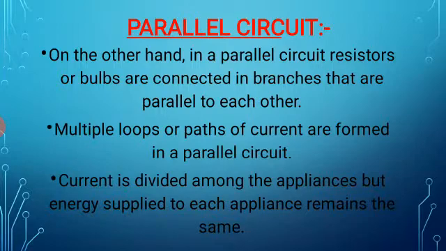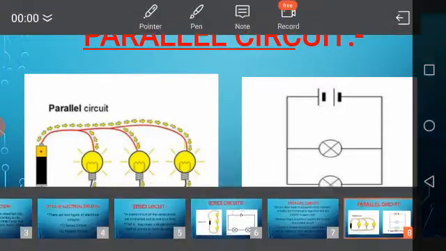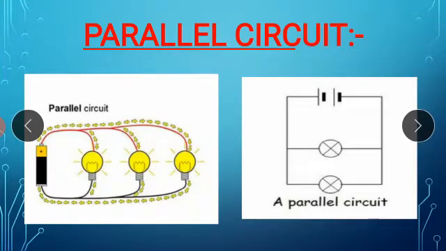Second type is parallel circuit. In parallel circuit, bulbs are connected in branches that are parallel to each other. That's why they make multiple loops or paths of current. You can see here in this picture, this is a picture of parallel circuit, and you can see here that bulbs are connected in branches that are parallel to each other, and you can see here that multiple loops or paths of current are formed.